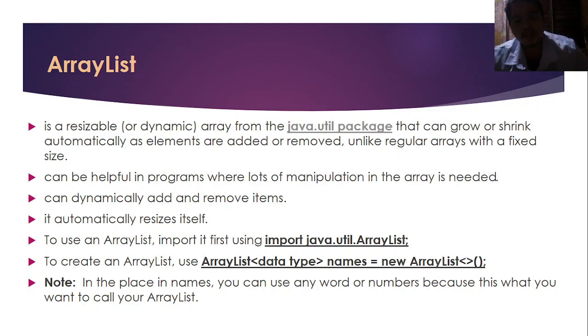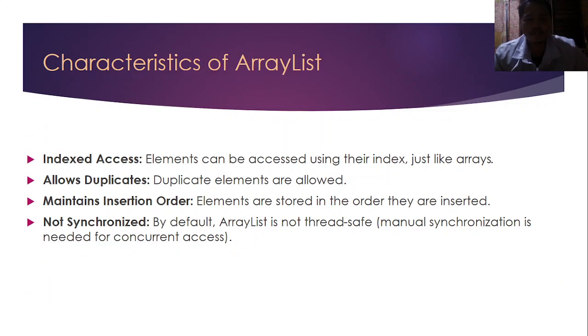First, for using an ArrayList, you should import it first using import java.util.ArrayList. And to create it, just use ArrayList, next the data type, and next is the name. It's equal to new ArrayList and brackets. Note, in the place of name, you can use any word or number, because this is what you want to call your ArrayList.